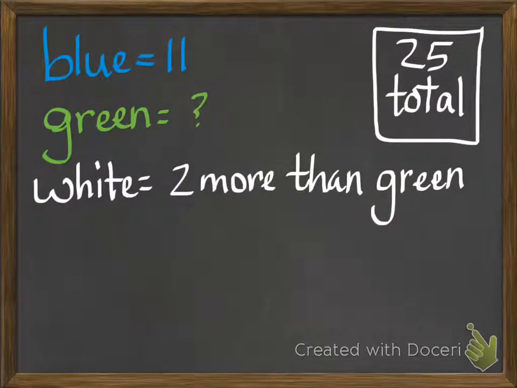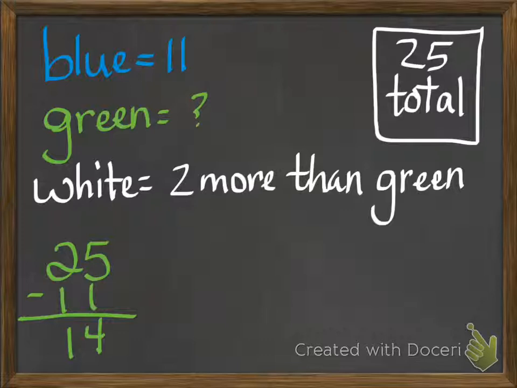Okay, so we've already got some information. And I put it here and I kind of labeled each part. I know that there are 11 blue caps. The green, I don't know exactly how many are, but the white, I know that there are 2 more than there are green. And I know that there are 25 total. Okay, so what I can do is already start to solve my problem by taking the 25 and subtracting the 11 to see how many there are left. And I see that that means that there are 14 green and white caps left.